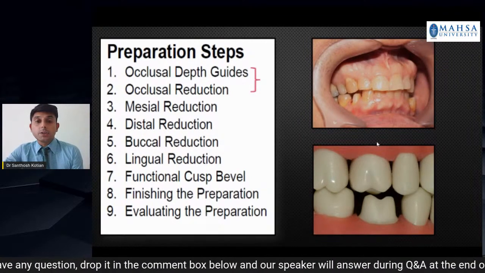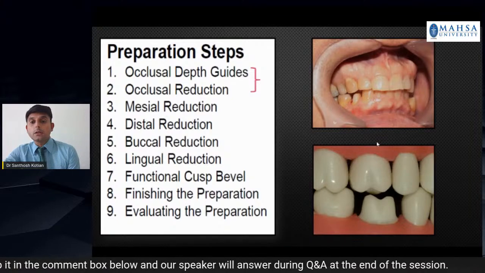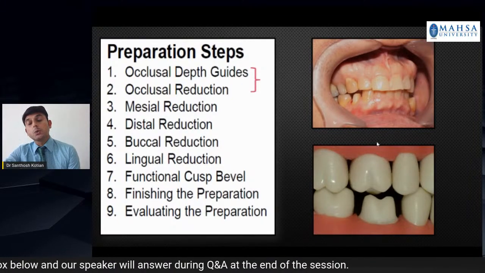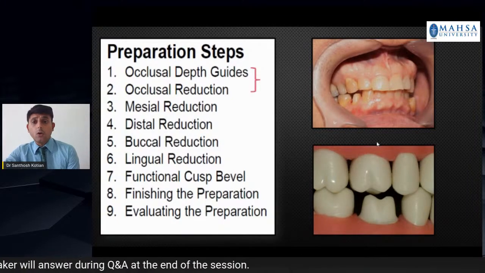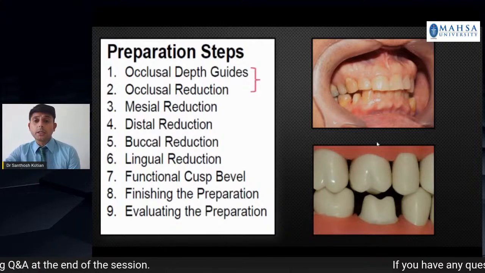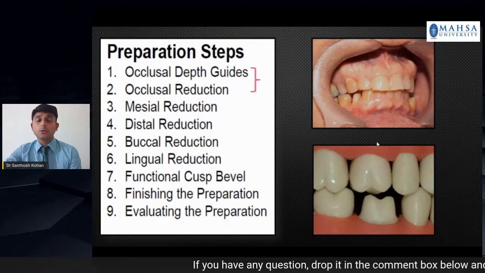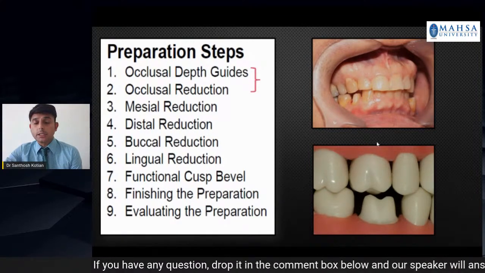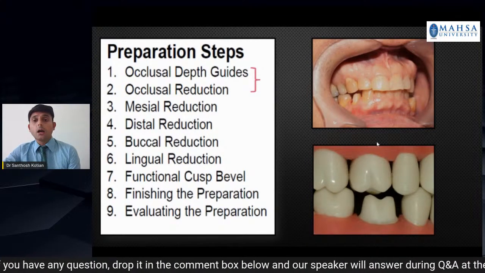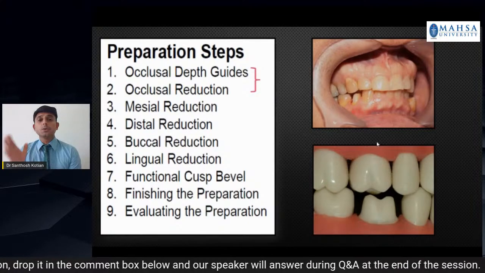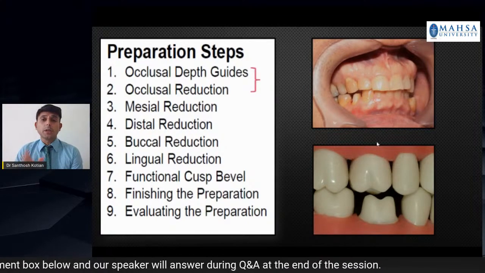Check for clearance. Once you are done, check for clearance, very important. Okay, you can do this by using a modeling wax, or you can also use a bite registration material to check for the adequate clearance. You can use a gauge to measure the thickness of the wax, or to measure the thickness of the bite registration material. One more thing, very important: never use your probes to measure anything.